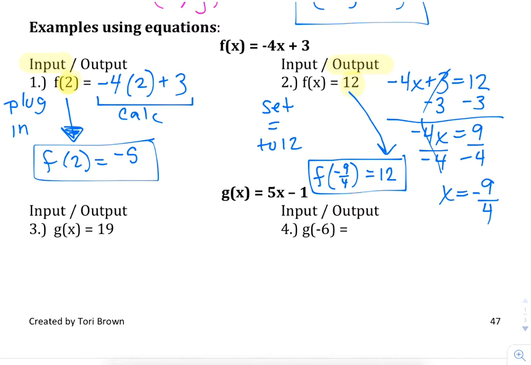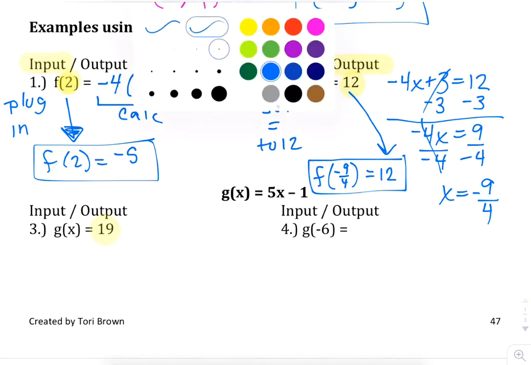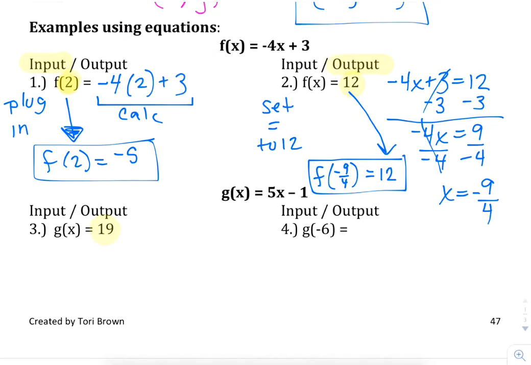Number 3, do you have the input or the output? Perfect. You have the output. Now I want you to look real close right here. I'm going to color it in pink. Do you see how the letter changed? See how now it's a g? That tells me that I'm using a different function. The ones up top were f of x, so we use the f equation. The ones on the bottom are g of x. We use the g equation. Okay? All right, so on this one, I have the output.